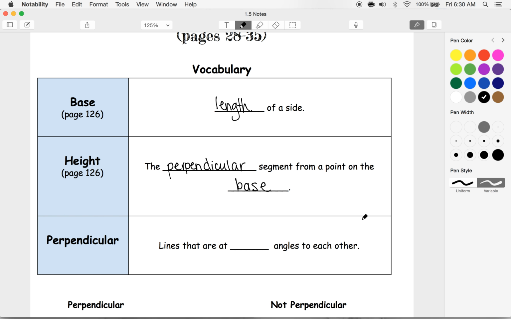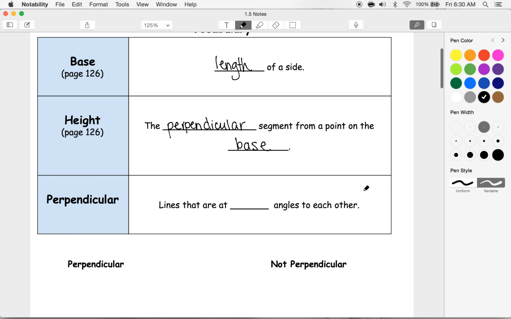You might be thinking, well, what does perpendicular mean? It's going to be our next vocab word. Lines that are at a 90-degree angle to one another, which is also known as a right angle. So you can use either one of those words. You can write both of them if that helps you. They actually both mean the same thing.